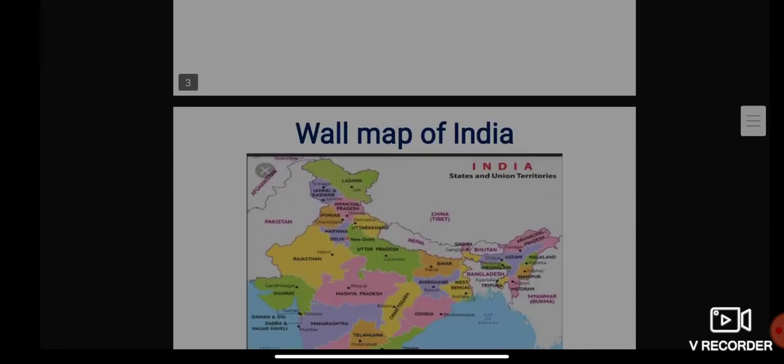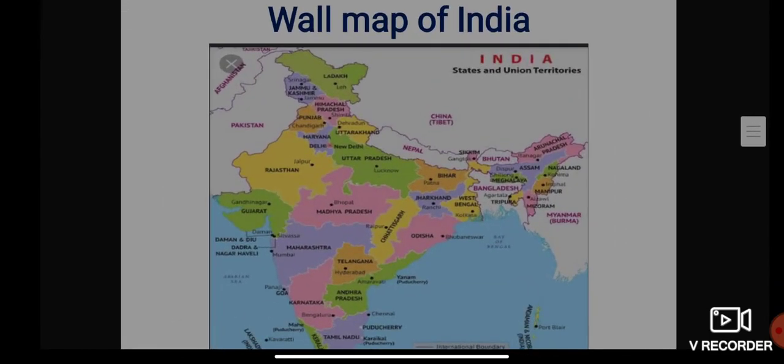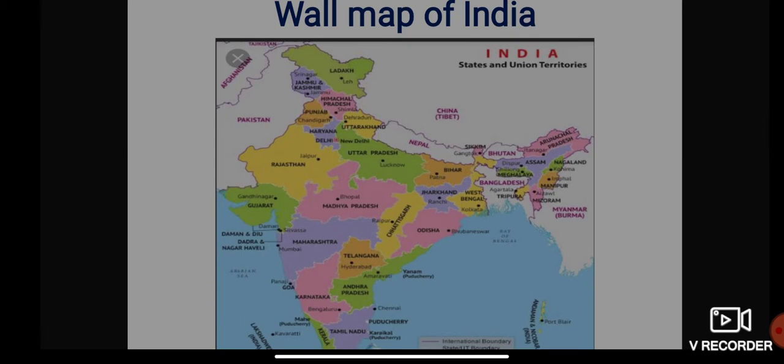So let's look at this wall map of India. We find different forests depending on the climate in different places in India. In places where it rains a lot, there may be evergreen forests. In some places, trees grow leaves in one part of the year and lose their leaves in another part of the year, either in the hot season or in the cold season. These are deciduous forests.